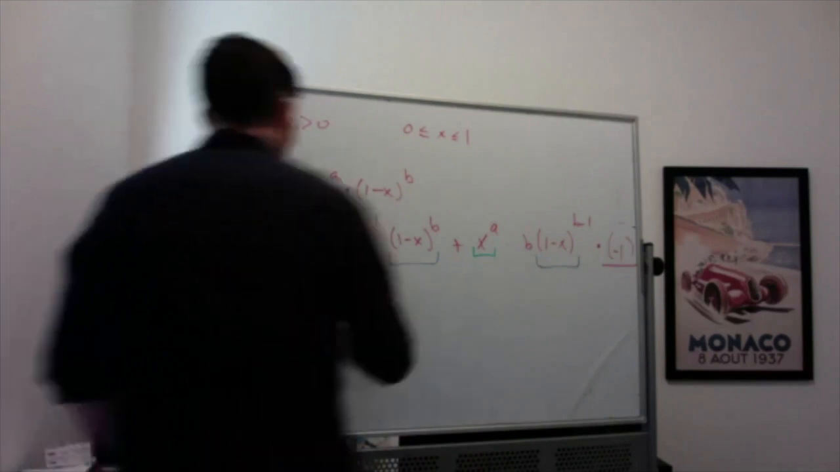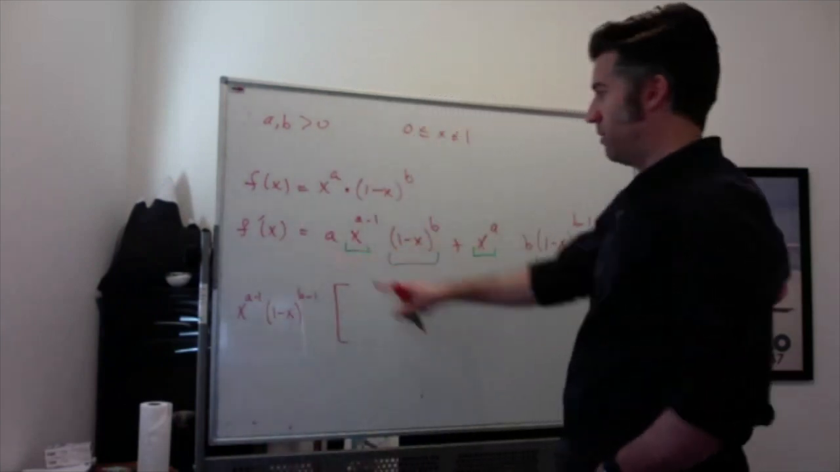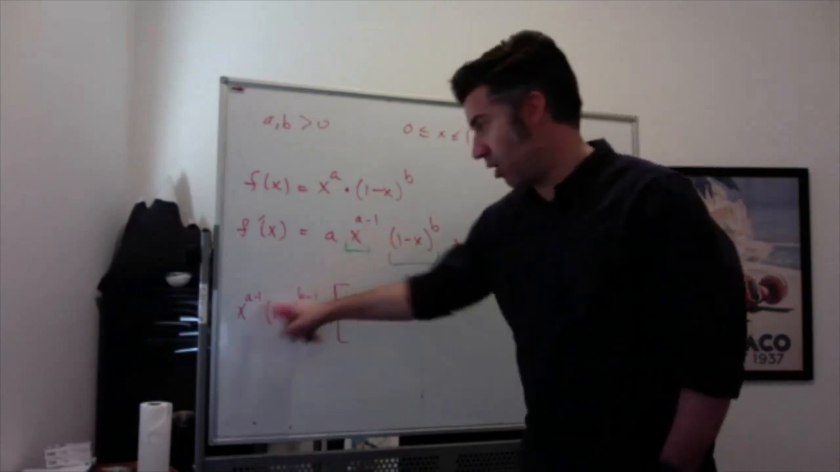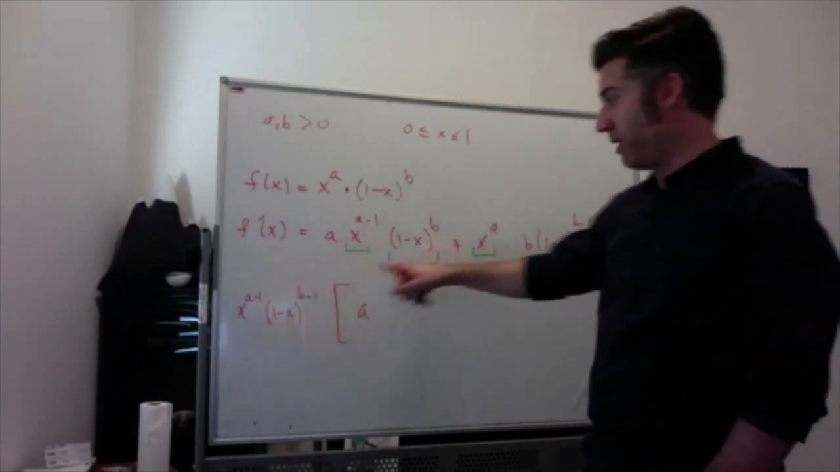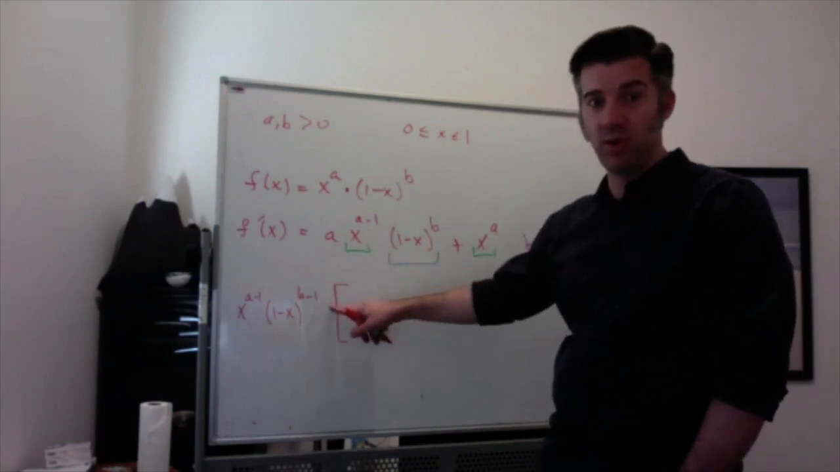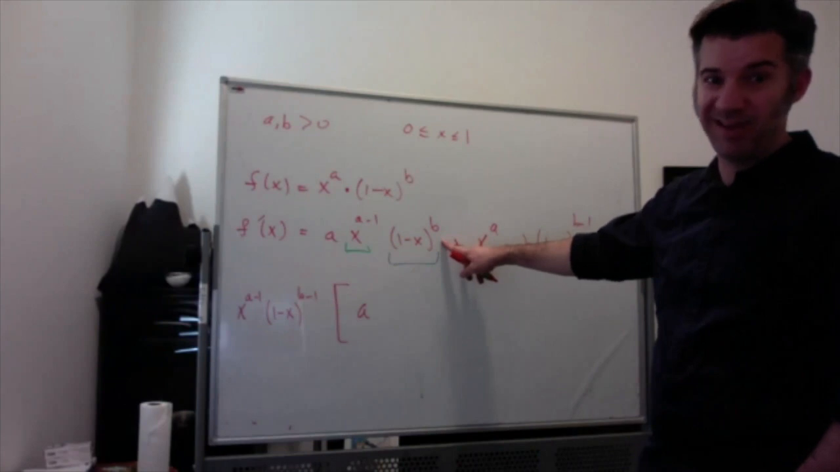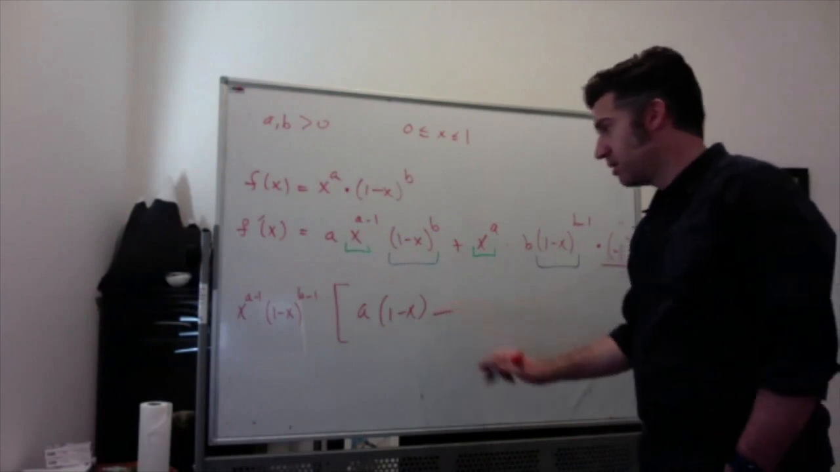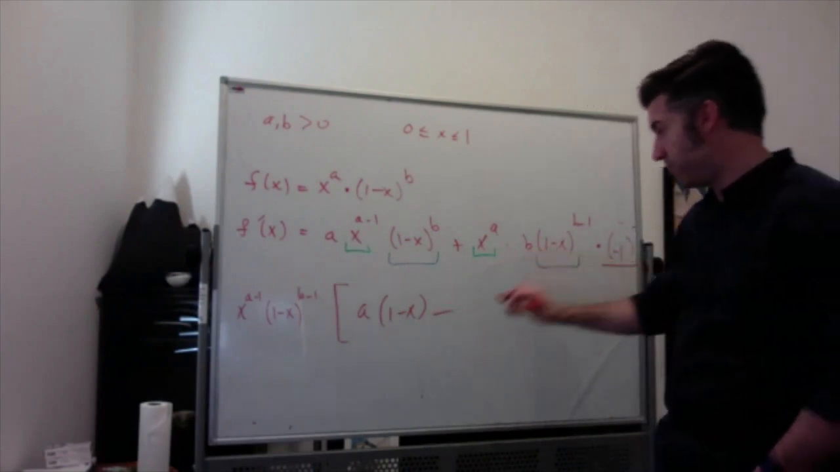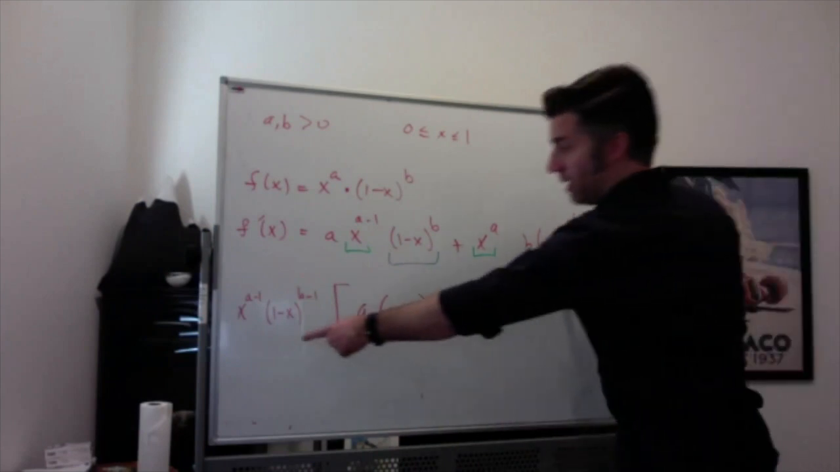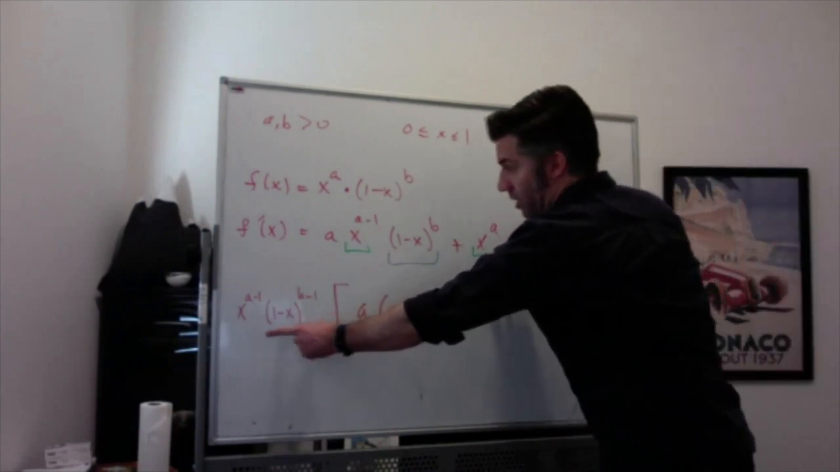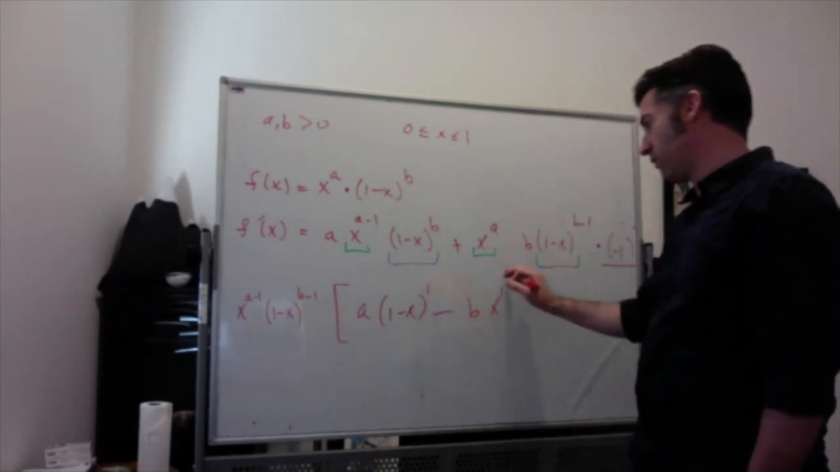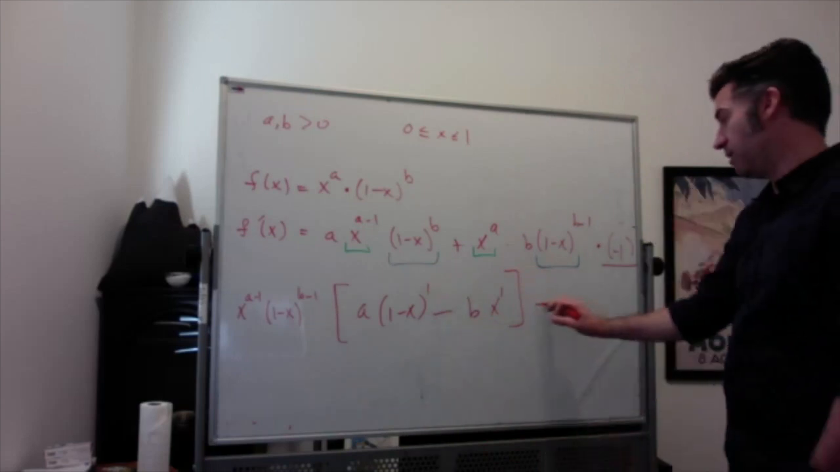And I'm going to be left with the coefficient of a. I don't have any x's left because I factored out all of the x's, but I do have a 1 minus x left, because I factored out 1 minus x to the b minus 1 but had one more 1 minus x, so I had 1 minus x to the b. Minus, from this piece, I have a coefficient of b. I factored out all the 1 minus x's, and I factored out x to the a minus 1, but I had x to the a, so I have an x to the 1 left over. And I'm going to set this equal to 0.